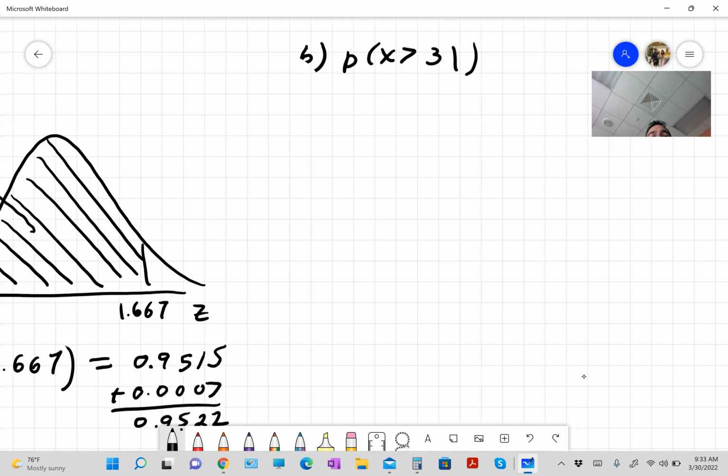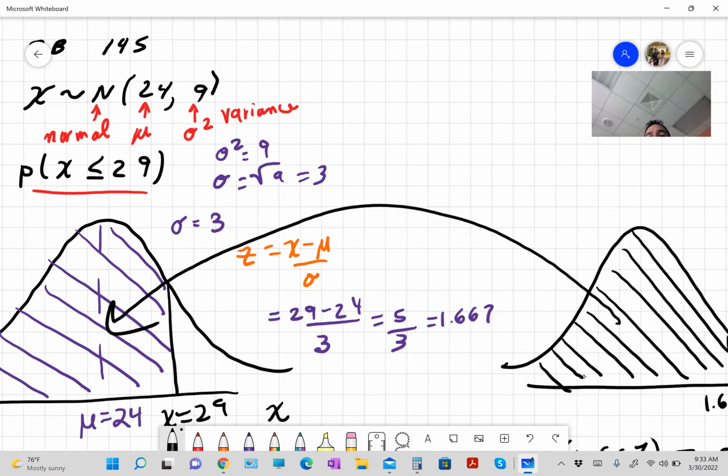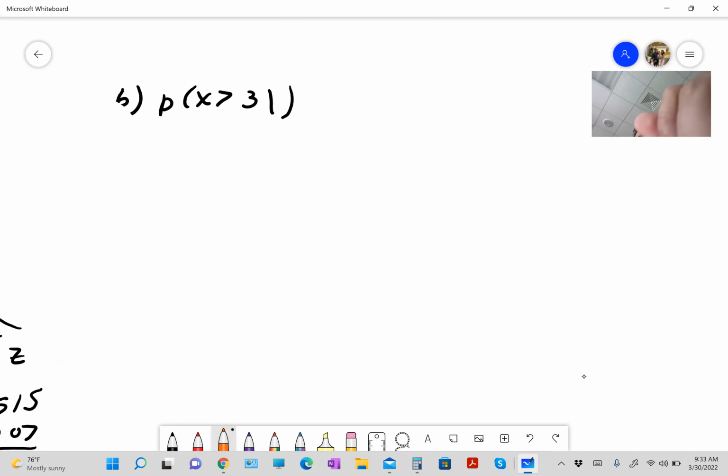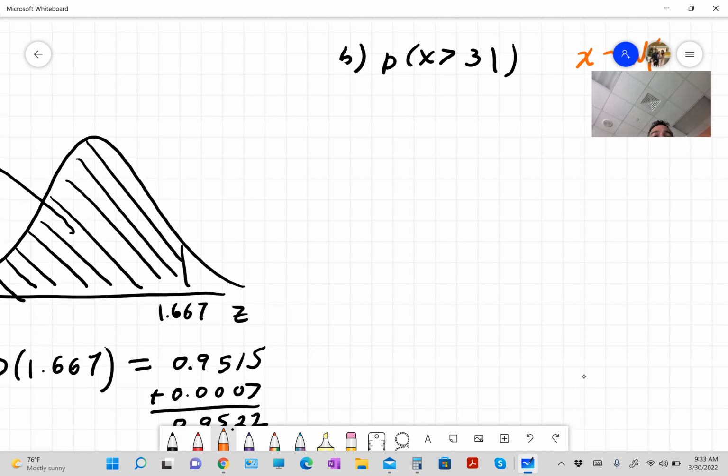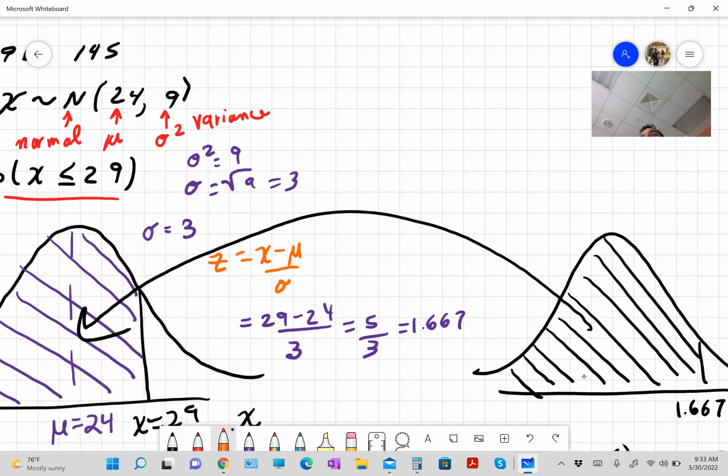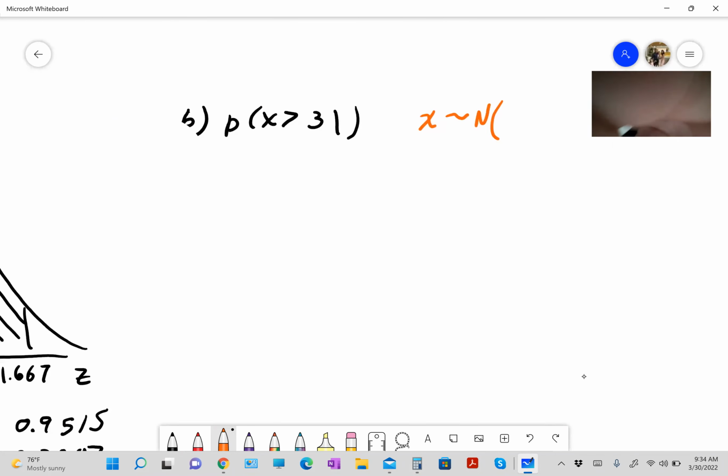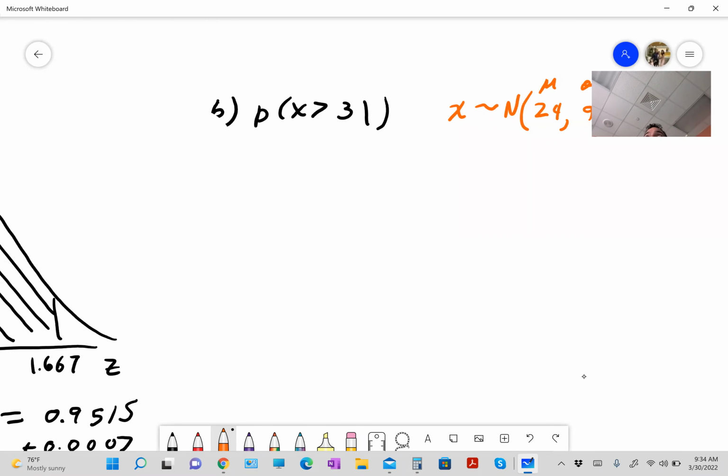Now, we have to remember from the previous question that we have a random variable X that's normal with a mean of 24 and a variance of 9. Remember, this is the mean, this is your variance. And they're asking us to find the probability of X being greater than 31.